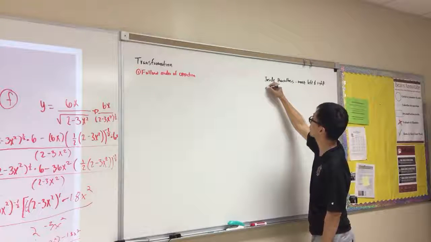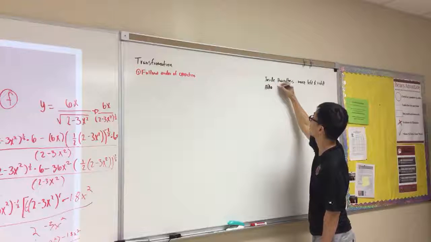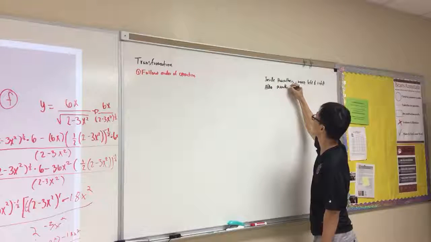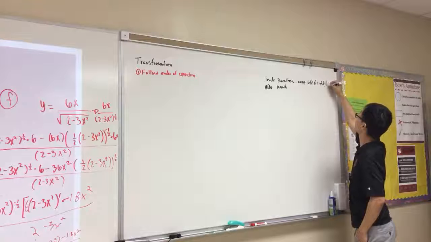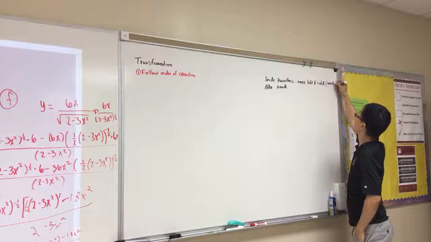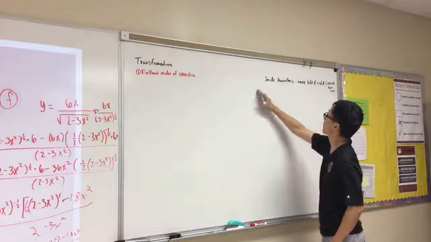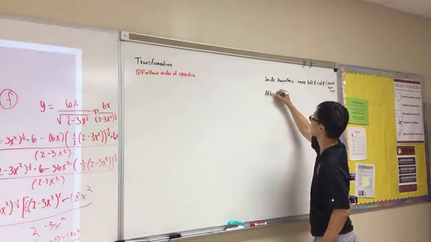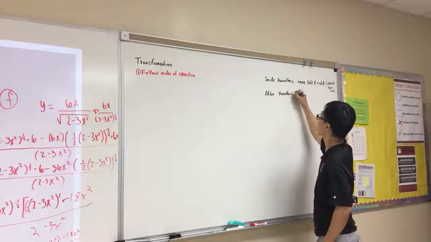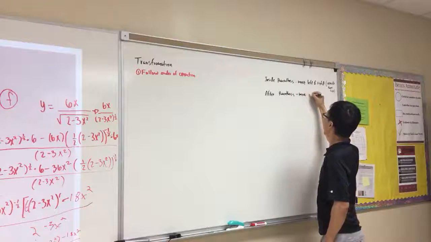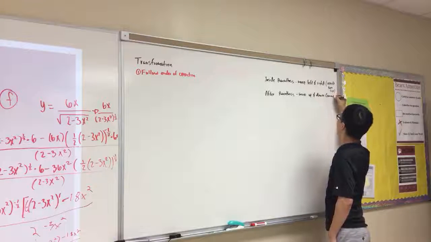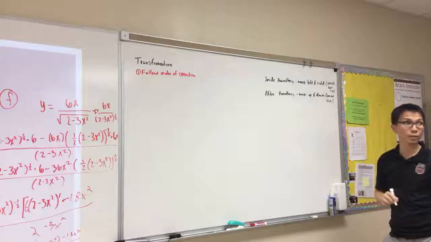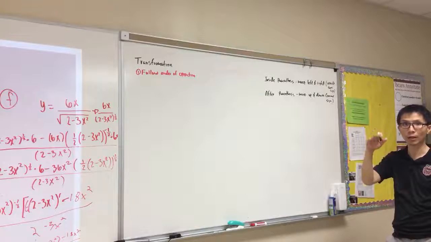If it's after the parentheses, you move up and down, with the same sign. Any question? Same sign. So if it's a plus, it's going to go up. If it's a negative, it's going to go down. Inside the parentheses, you move left and right, but it's opposite from the sign.